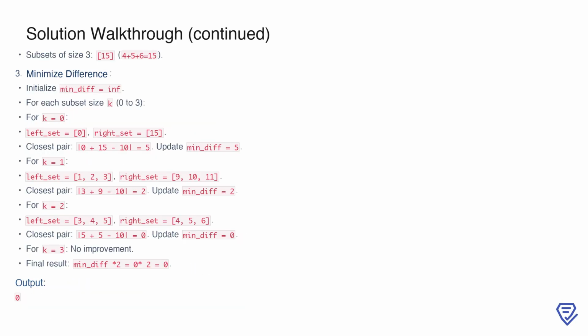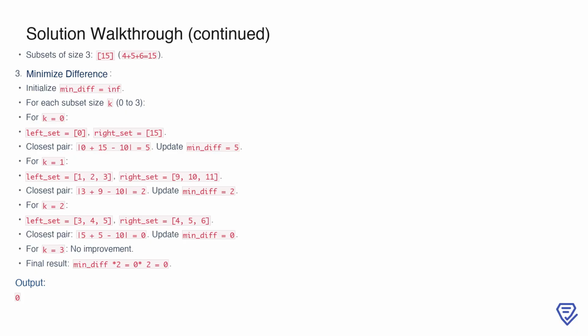Now we move to minimizing the sum difference using the generated subset sums. We initialize min_diff to a large value, infinity, and evaluate every subset size k from 0 to 3. For k equals 0, we consider subsets with 0 elements, left_set equals [0], and right_set equals [15]. The closest pair gives an absolute difference of |0 + 15 - 10| equals 5, so we update min_diff to 5.